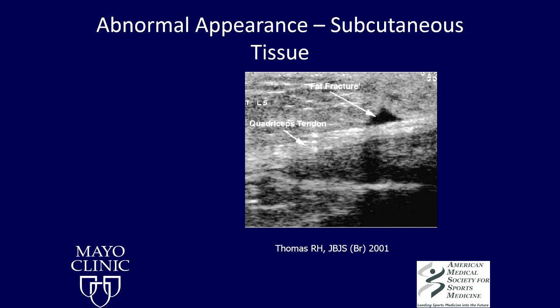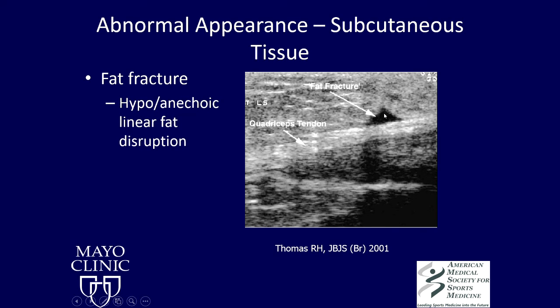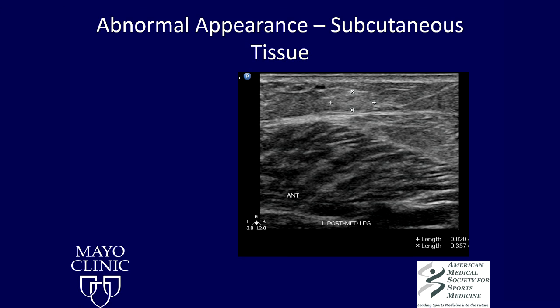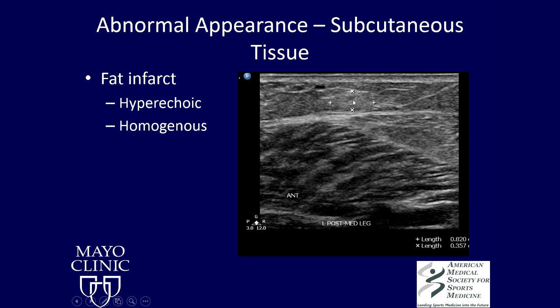And here are some different abnormalities that you can see. This is an area where the fat has actually been broken by a sharp object, so this is a fat fracture. The area of the fracture is typically hypo or anechoic, and you'll have linear fat disruption. Another thing that you can see is a fat infarct. Fat infarcts typically are hyperechoic, so you can see here in the subcutaneous tissue this hyperechoic structure, and in the middle is going to be a hypoechoic region.